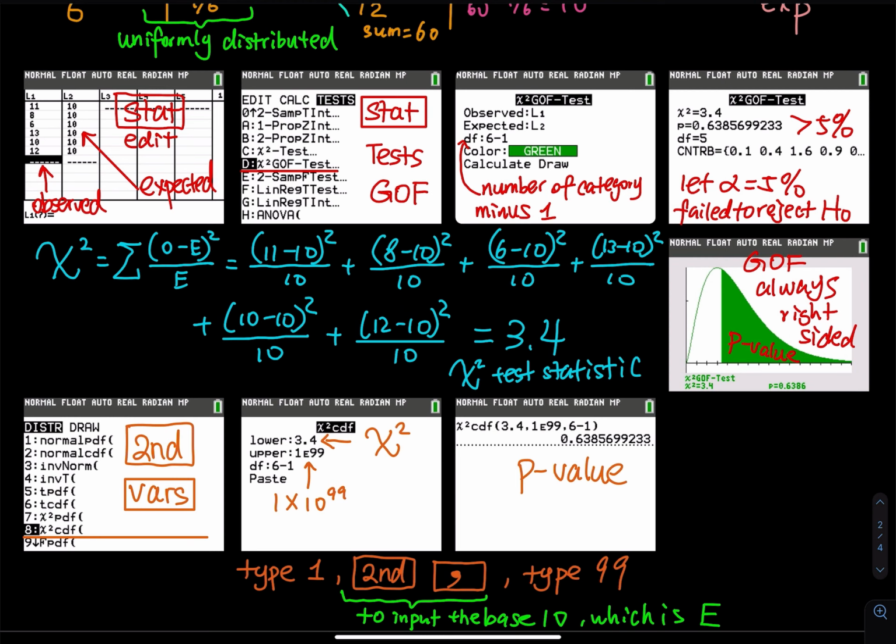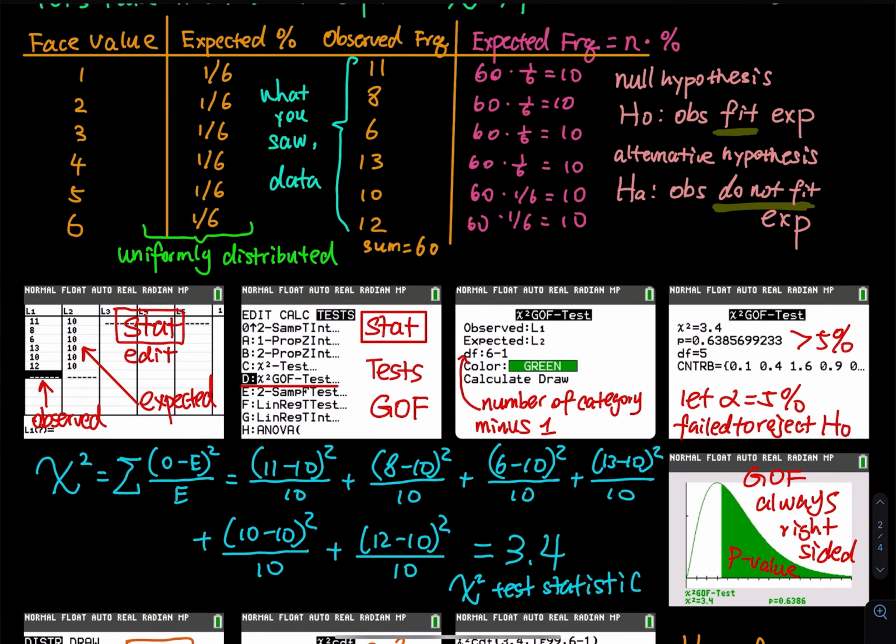So since this p-value is greater than alpha, we fail to reject the null hypothesis, and then we cannot prove HA is true, right? So that means we are not able to prove what? Remember this: H naught is fit, and HA is not fit. We fail to reject H naught, cannot prove HA is true. So that means we do not have evidence to prove that the observed fit the expected. So that's the conclusion we came up with.